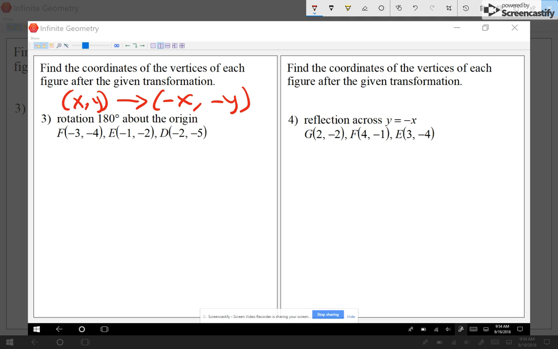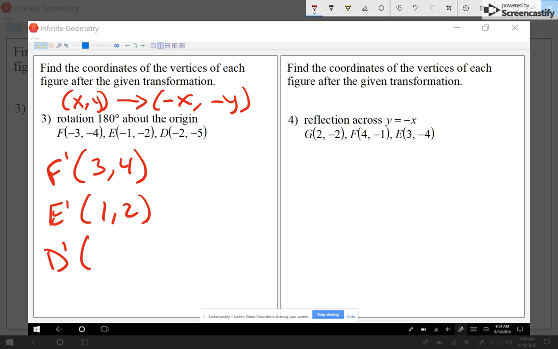So if I'm looking at f prime, I'm going to write 3, 4. Notice I changed the signs. If I look at e prime, I'm going to write 1, 2. Right? I didn't write -1, -2. I changed the signs. And if I look at d prime, 2, 5. That's pretty much it.